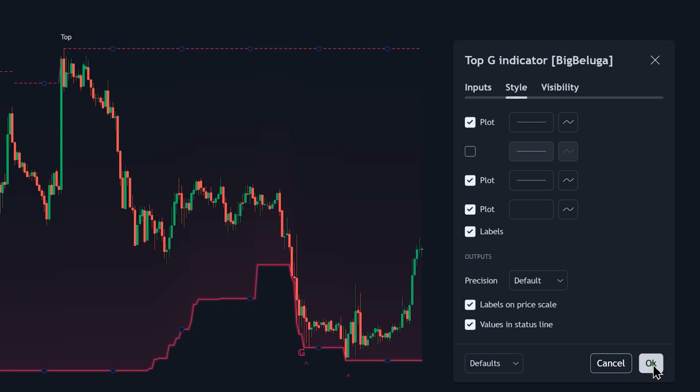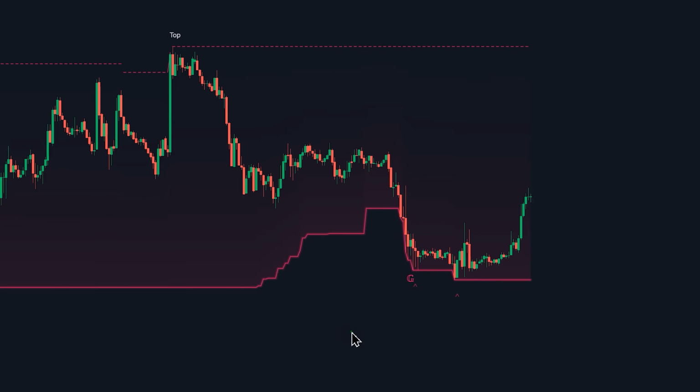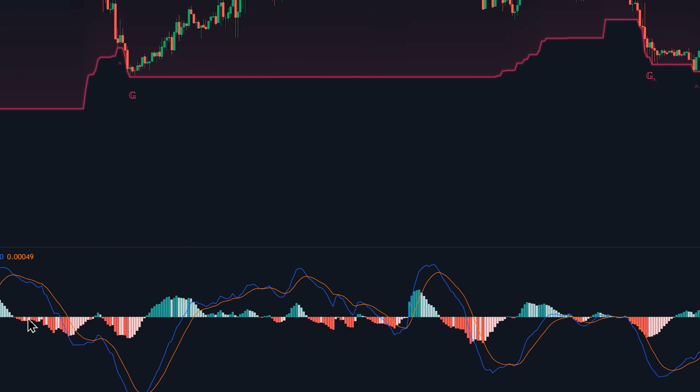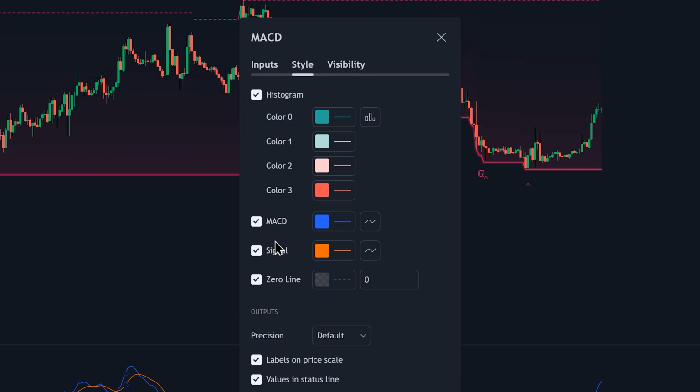After that, click OK. Next, let's add the MACD indicator so we can cross-check the strategy. Double-click on it so we can open the settings. On the Style tab, you want to disable the MACD line as well as the signal line options.